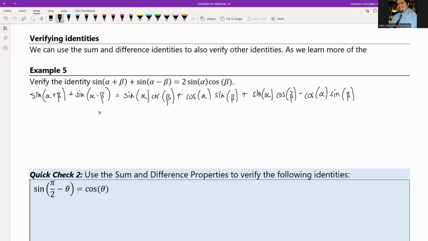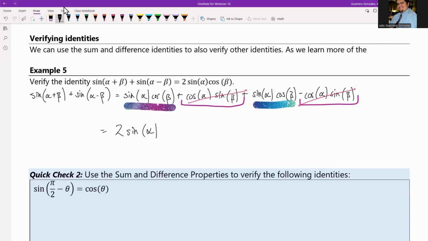Equal. I want you to notice this. Here's the negative of something: minus cosine alpha sine beta plus cosine alpha sine beta. So guess what happens there? Bam, bam, those are gone. I get left with these two, and they're the same thing. Since we have two of them, we get 2 sine alpha cosine beta. We are done.